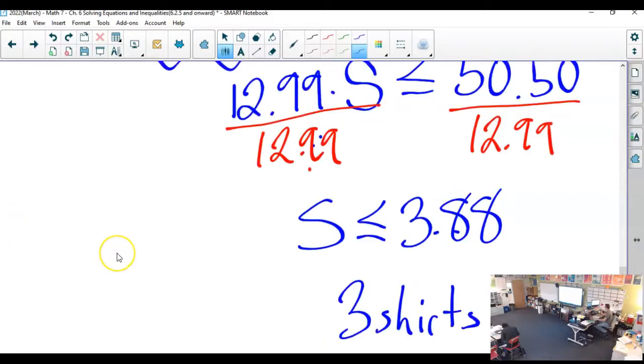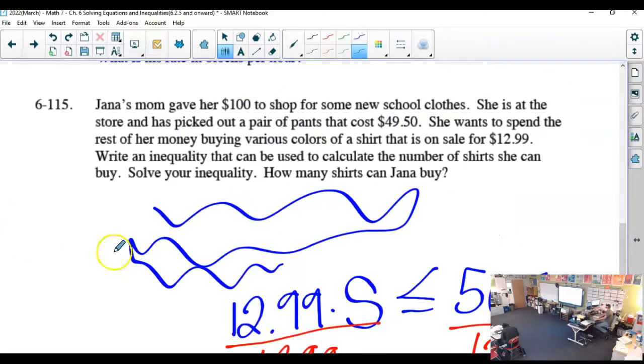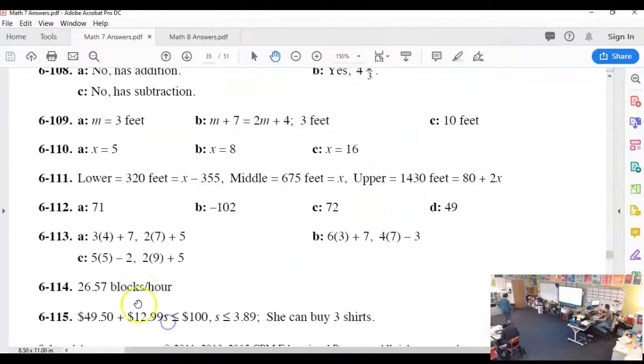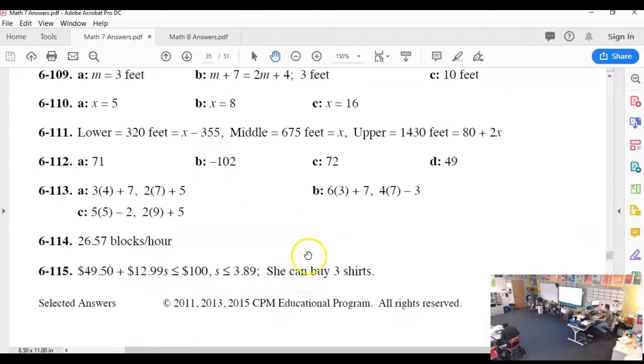Like when you go to the outlet mall or somewhere sometime, you're going to say, I only want to spend $100. How can I stay under? Other questions. See, this is why it ends up saying she can buy 3 shirts.